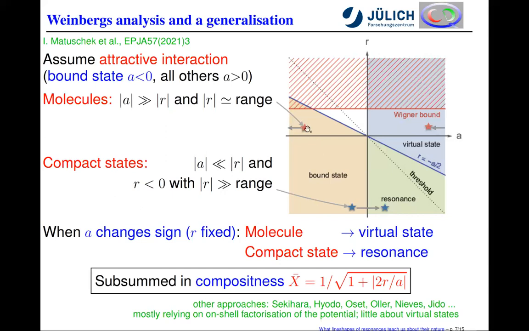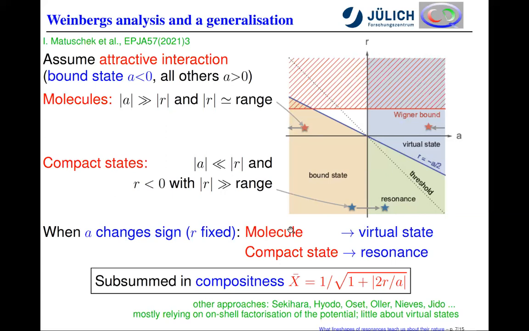And then what happens, if we just do analytic continuation of the Weinberg expression, is that this here jumps over here, because typically when slightly changing the quark masses, the scattering length changes more than the effective range. Therefore, in first approximation, we can assume the effective range stays constant. Therefore, the molecule turns into a virtual state, while the compact state immediately goes into a resonance. That's an important takeaway message.